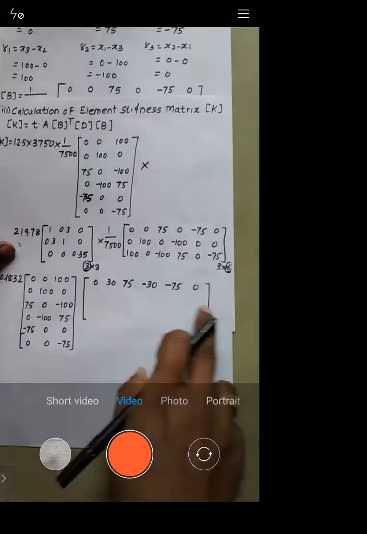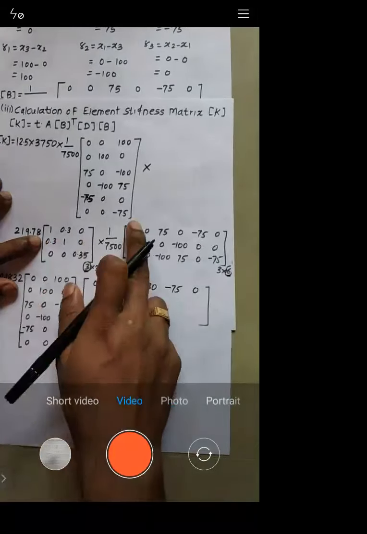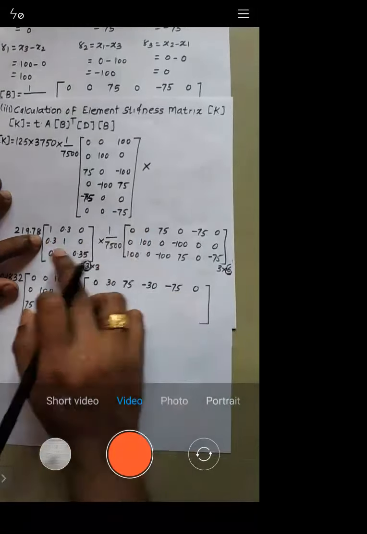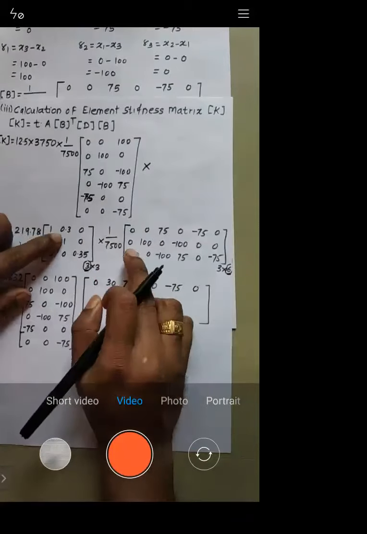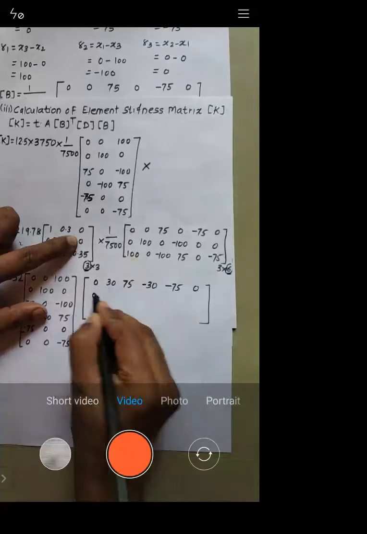Now we need to go for the second row. For the second row, we need to see this second row, right? So this second row into first column. So the initial two terms are, see, 0.3 into 0 is 0. 1 into 0 is 0. And 0 into 100 is 0, right? So this will come as a 0, right?